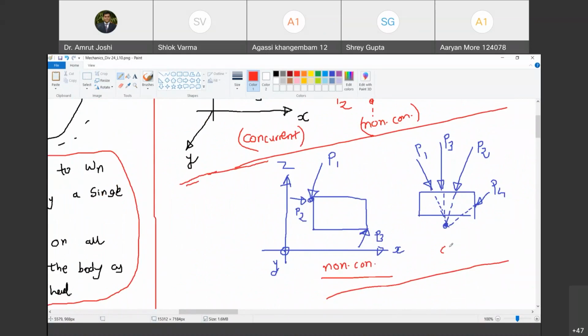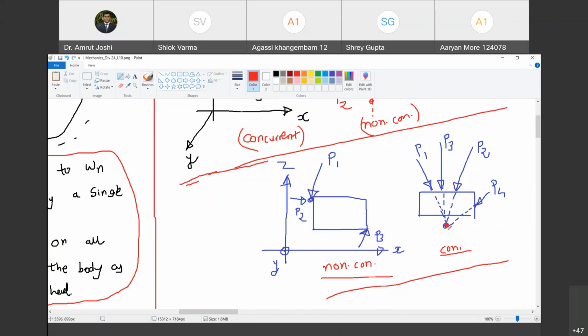It's concurrent. Now, one interesting point that you have to observe is the intersection of the lines of action of all these forces. It does not lie on the body. It lies outside the body. It is immaterial. Are you with me? Yes, sir. So the intersection of the lines of action of all the forces, even if it lies on the other end of the universe, we are going to call that system a concurrent force system.